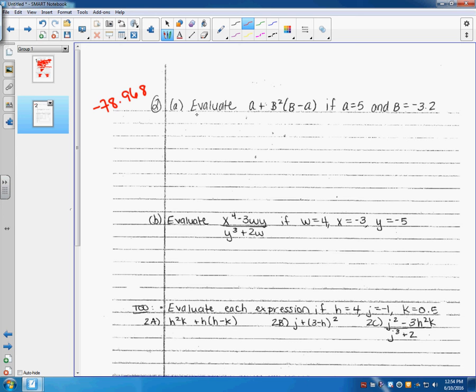So a plus b squared, a is a 5 plus b, negative 3.2 squared, parentheses, negative 3.2 minus 5. Order of operations says parentheses come first. So this is really parentheses. This is not, right? So this is our grouping symbol. So what's negative 3.2 minus 5? And that's going to be negative 8.2. And then you just write everything else down. Don't try to do too much at once, okay?